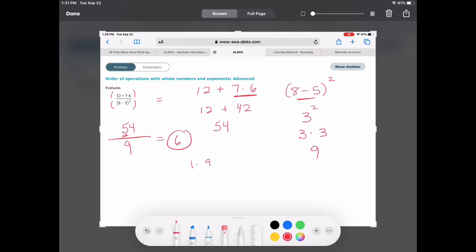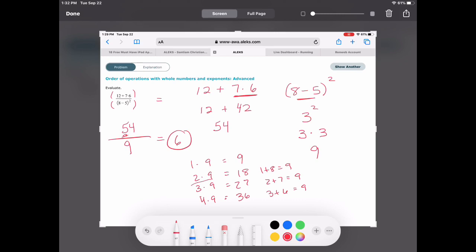1 times 9 is 9, and 2 times 9 is 18. Notice that 1 plus 8 is 9. It's kind of cool. 3 times 9 is 27. 2 plus 7 is 9. 4 times 9 is 36. 3 plus 6 is 9. There's a couple patterns going here. Just take a minute and write that out and think about it. That's 9s. If they've been tricky to you before, make friends with them because there's so many fun patterns.